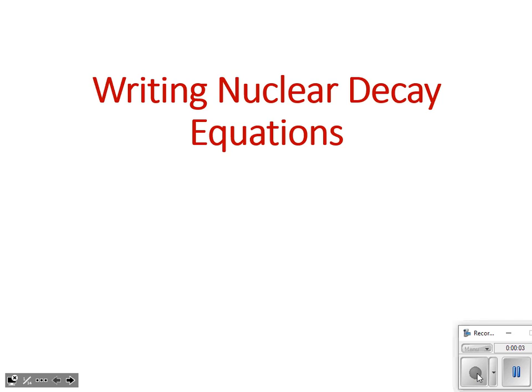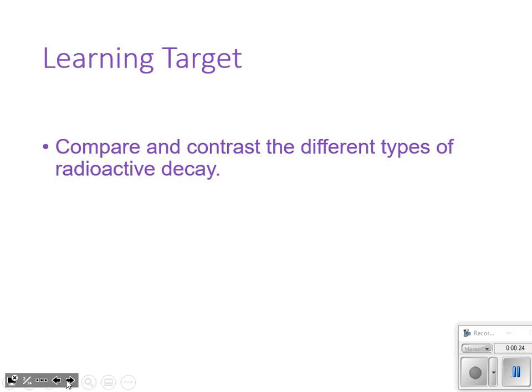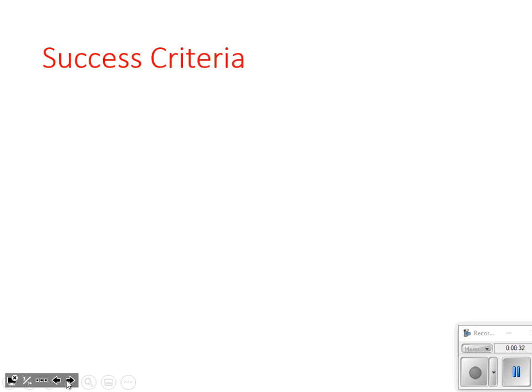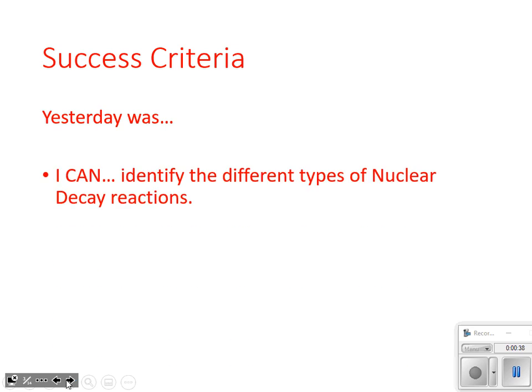All right, what you have in front of you, ladies and gentlemen, is what we're going to take our notes on today, okay? Because we're going to be writing nuclear decay equations. Now, if you remember yesterday when we went through these nuclear decay equations, our learning target was to compare and contrast the different types of radioactive decay. So yesterday, I wanted you to be able to identify the different types of nuclear decay reactions. So let's just review.